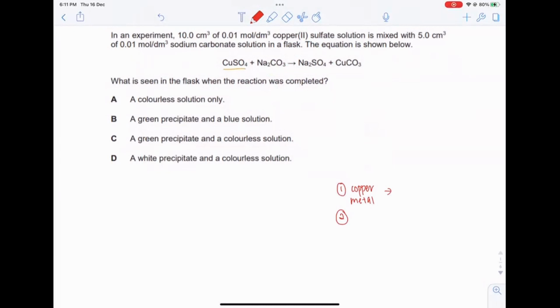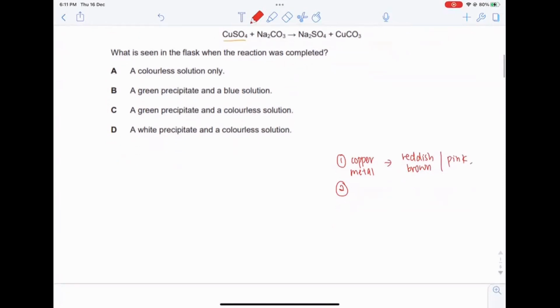The metal, the solid. You should have seen it before, right? Copper is used to make things like wire. Like orange, red, that kind of thing. We call it reddish brown. To be honest, the funny thing is for O-level, you learn reddish brown. For A-level, you'll learn that it's pink. But anyway, you know that shade.